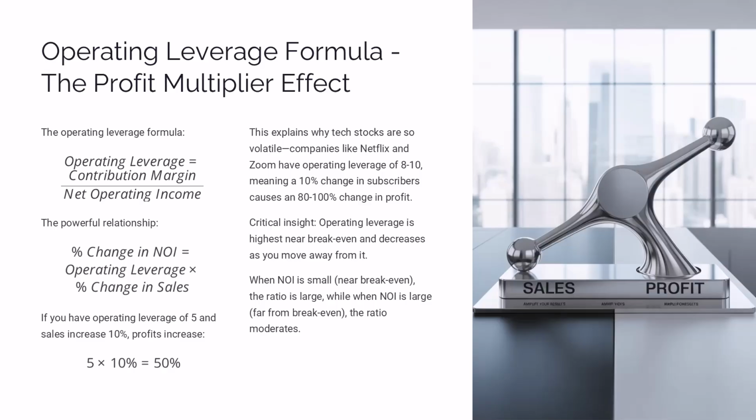Think about operating leverage in your own life. If you have high fixed costs, like expensive rent and car payments, small changes in income have huge impacts on your disposable income. While if you keep fixed costs low, you have less leverage but more stability, which is why financial advisors recommend keeping fixed costs below 50% of income.